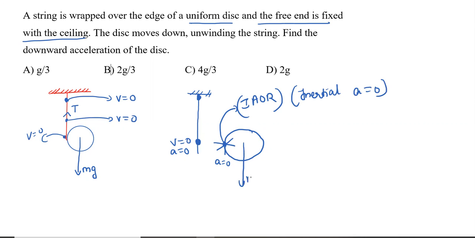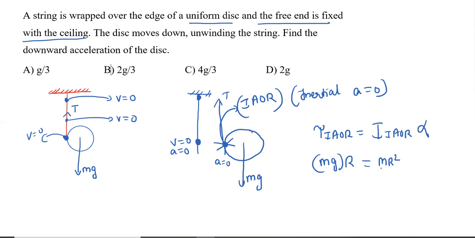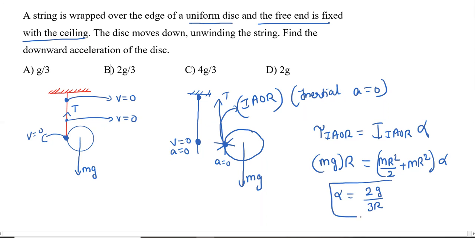So mg is acting downward. I write torque about IAR is equal to moment of inertia about the instantaneous axis of rotation times alpha. So for torque, I write mg times r, because the tension torque becomes zero as tension is passing through the point of application of torque, that is, it's passing through IAR. And this is equal to the moment of inertia about IAR: mr² by 2 is about the center of mass, plus it is at a distance of r, so mr², by the parallel axis theorem. So alpha comes out to be 2g by 3r. This is the value of alpha.